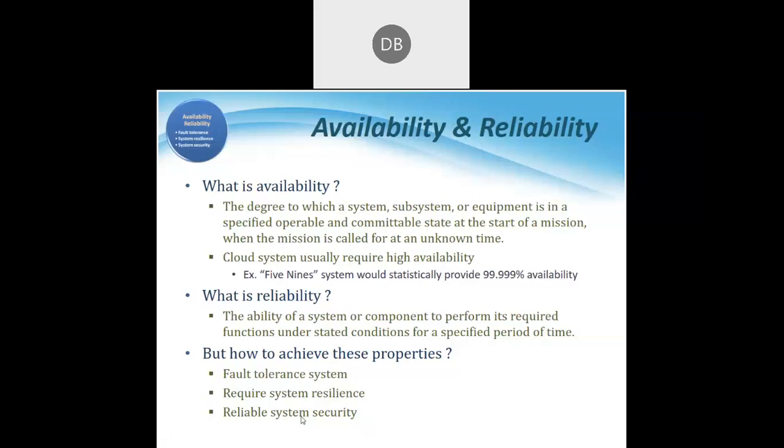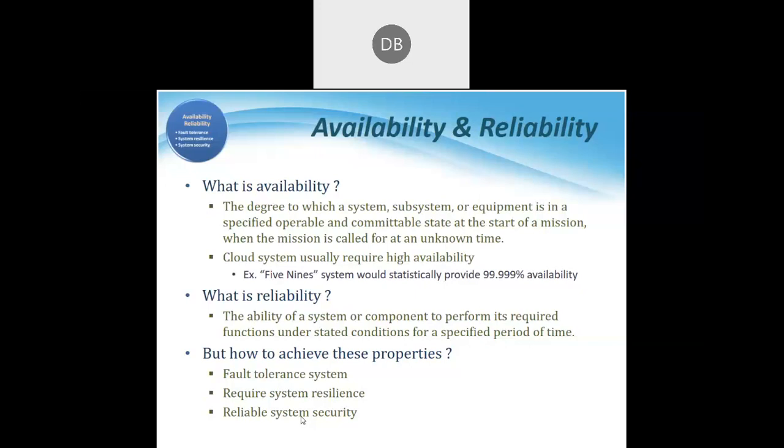Then cloud also provides another service that is called availability and reliability. So what is availability? Availability is the degree to which a system or equipment is in a specified operable and commutable state at the start of a mission, when the mission is called for at an unknown time. Cloud systems usually require high availability.